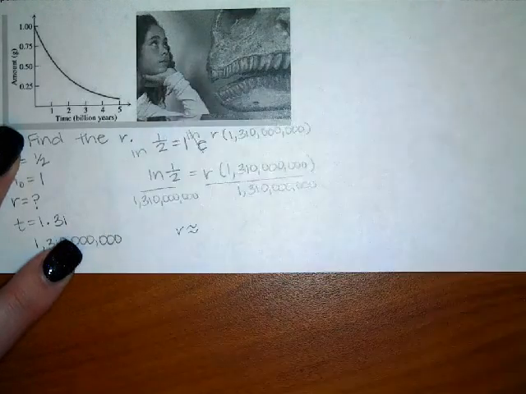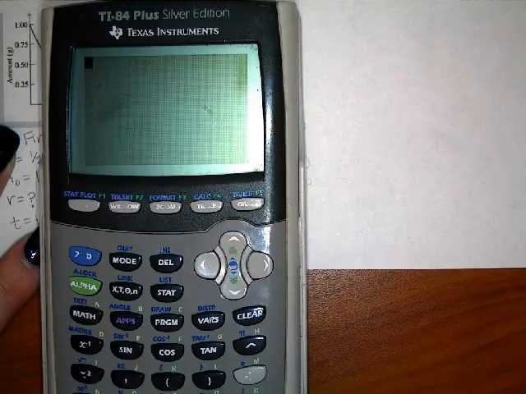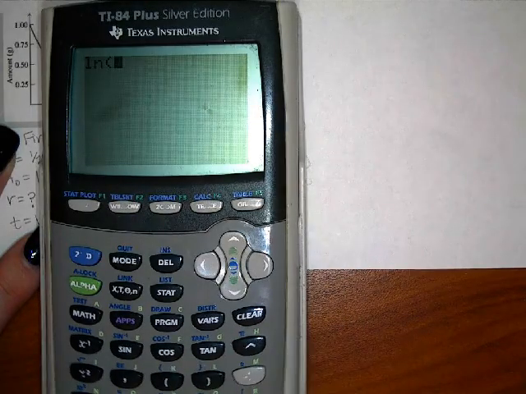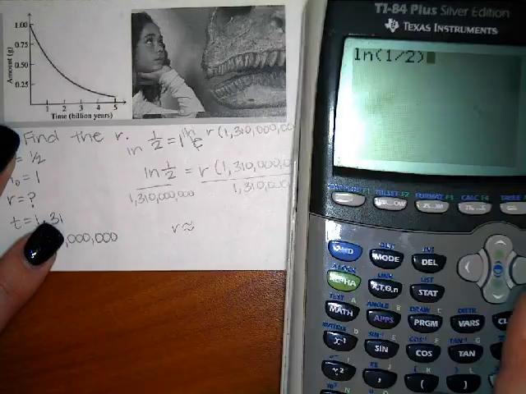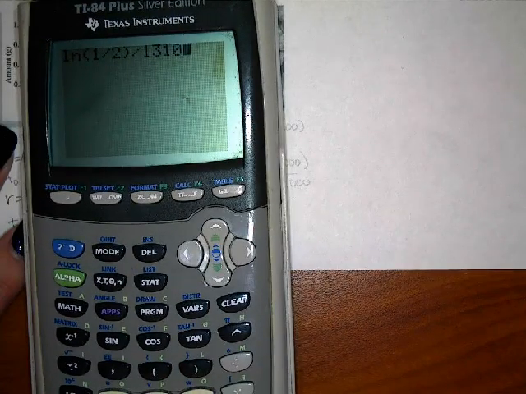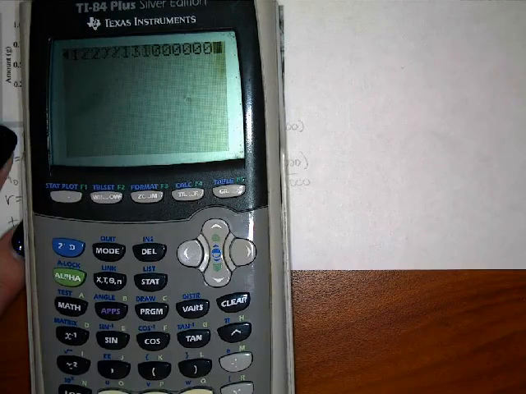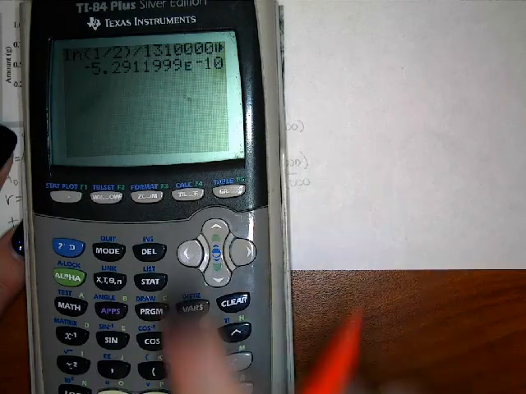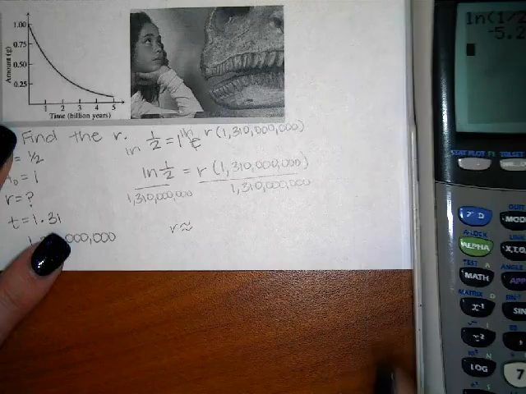So ln of 1/2 divided by 1,310,000,000. And I get an answer that's in scientific notation. I'm going to write this down. -5.29 times 10 to the -10.